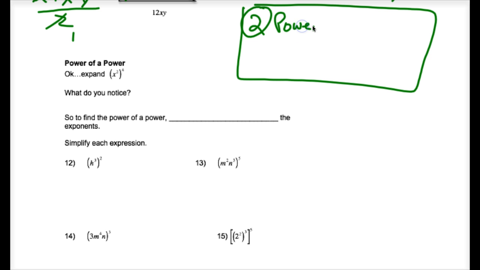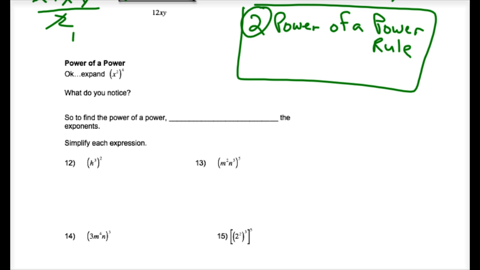Power of a power rule. That's the second rule we need to know. It's different. All right, let's talk about how this rule works. Does everybody see the expanding x squared to the 4th power? Expand that. See what happens.